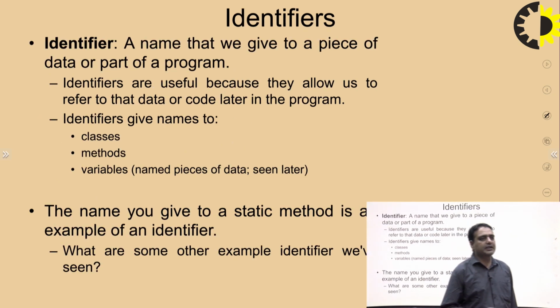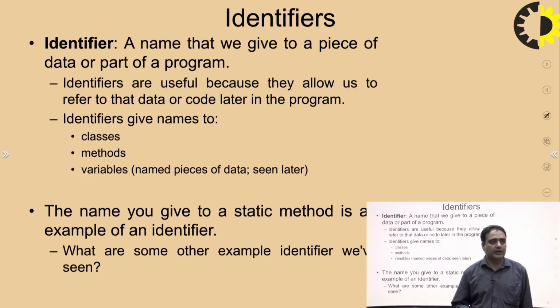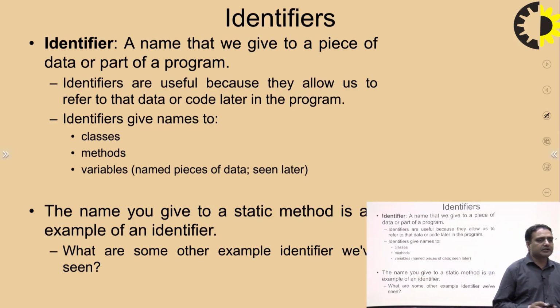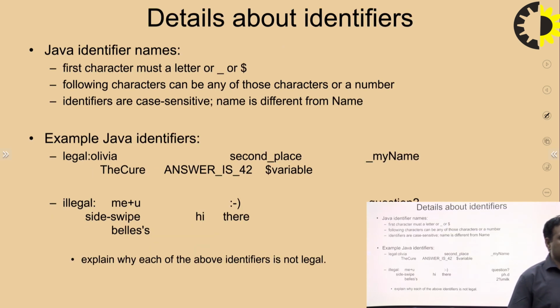Identifiers are names that we give to a piece of data or a part of a program. Identifiers are useful because they allow us to refer to the data or code later in the program. This means classes, methods, and variables: you can create classes, methods, and variables using identifier rules. That is nomenclature. The name you give to a static method is an example of an identifier.